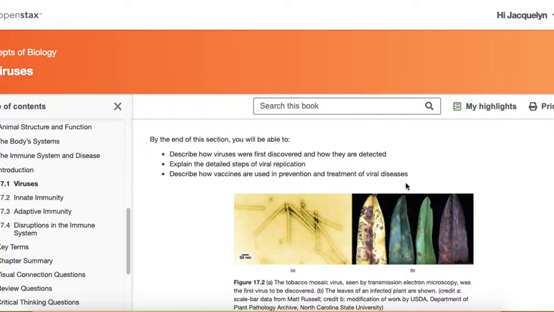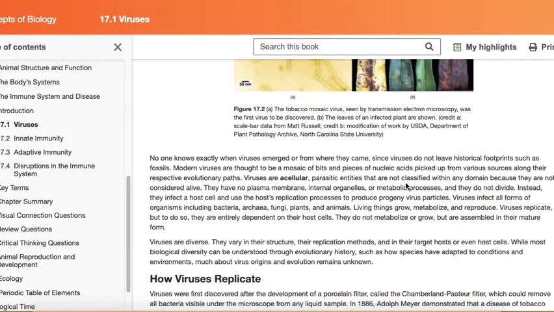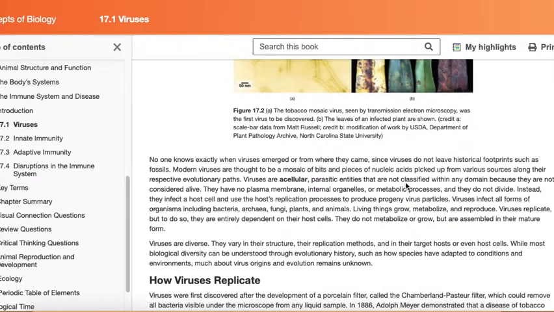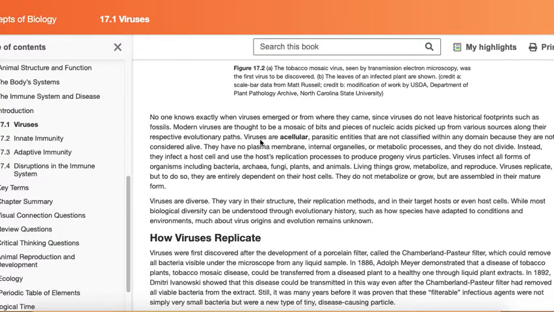Honestly, I think one of the best couple of paragraphs that I've read in the OpenStax book is actually this first one, where it talks about viruses. And I want to highlight some of the things that they said here. They basically said, we don't know where viruses have come from, their evolutionary roots remain unknown.